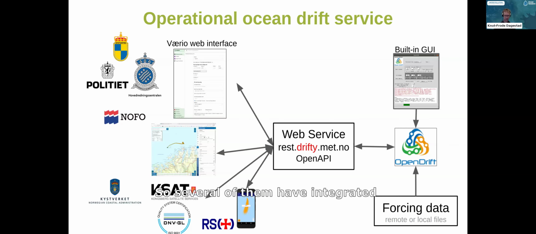Several of them have integrated this drift service into their application, so that they can initiate or start a simulation, whether it's oil or search and rescue, from their own tool. And the simulations are running on our service using, for example, Copernicus data, and the results are then visualized in the GIS tool of the end users. And some users have actually also made a mobile app that is using the same interface. So that means you can run the simulations from the app, although the actual simulations are then run in the cloud and on our service, but it's visualized and initiated from the mobile app.